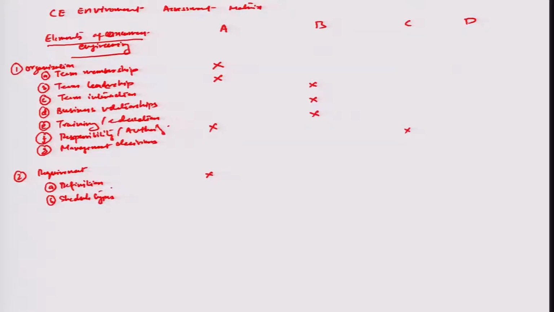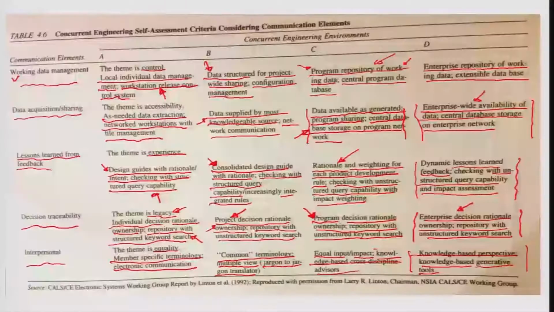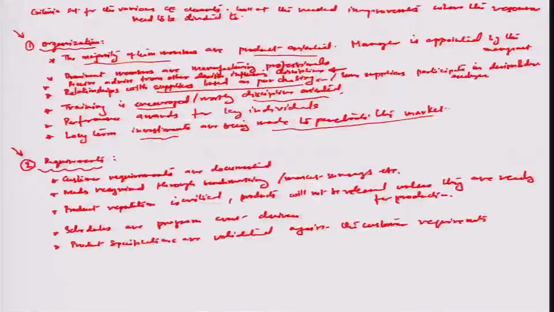So we know from our initial analysis of the organization that for the requirements, the product reputation is very critical, and the products will not be released unless they are ready for production. So if we look at the level of schedule types we are considering, schedules have to be event based or event driven. So here this corresponds to a case C.